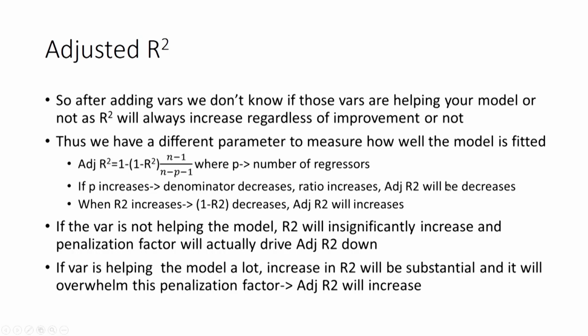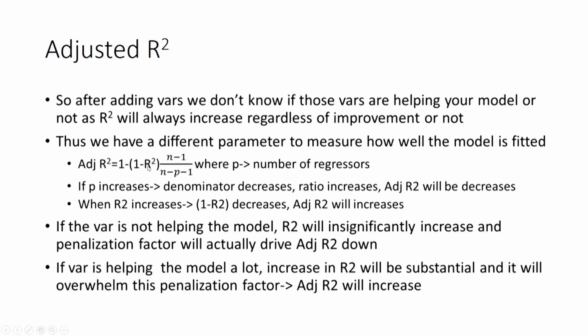So, it is showing the idea that if we are having more features, its value will reduce. But if that feature is important, then r square will definitely increase. If r square increases, then 1 minus r square will decrease, and when 1 minus r square decreases, adjusted r square will increase.